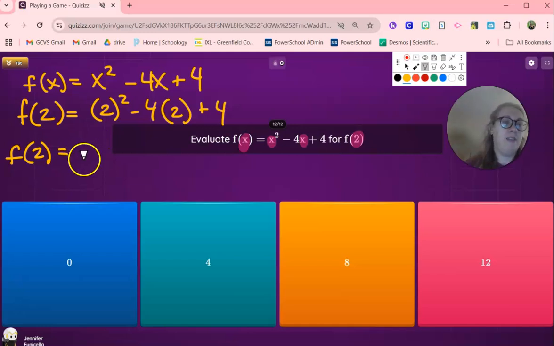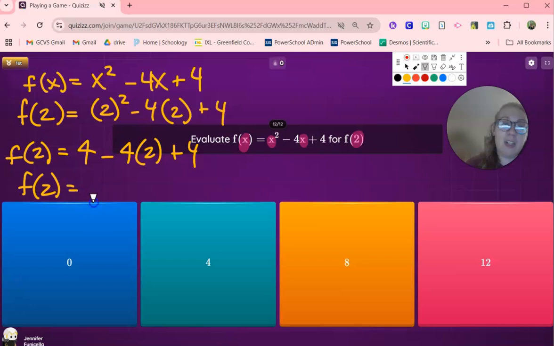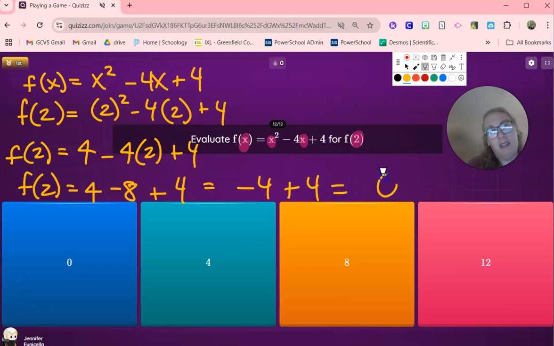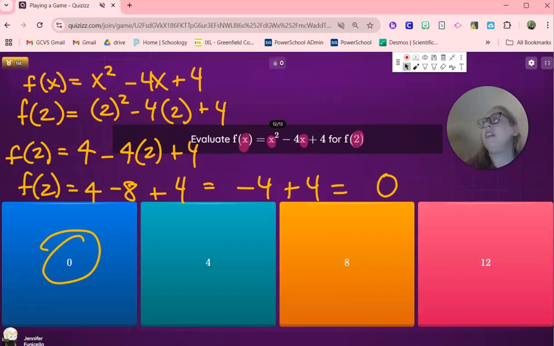2 squared is 2 times 2, which is 4. Minus 4 times 2 plus 4. Then we'll do our multiplication. 4 times 2 is 8. So we have 4 minus 8 plus 4. 4 minus 8 is a -4. Plus 4 is 0. So our final answer for question 12 is 0.